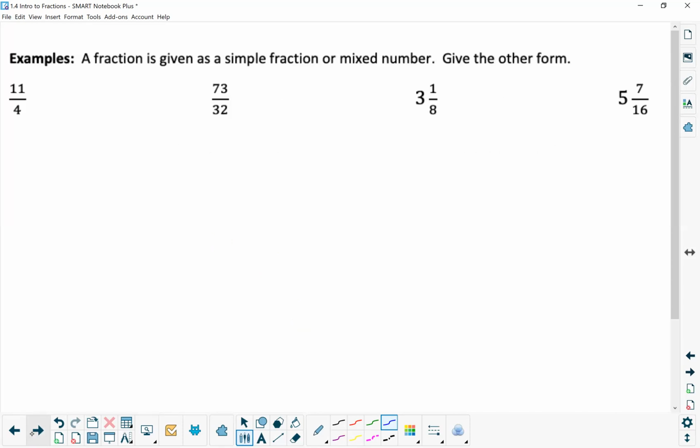So here, a couple of examples to take a look at and try on your own. The first 2 are improper fractions. We want to make them into mixed numbers. The last 2 are already mixed numbers. We want to convert them back into improper fractions. Go ahead and take a little bit of time, see how you do with those, and then I'll put the answers up in a minute.